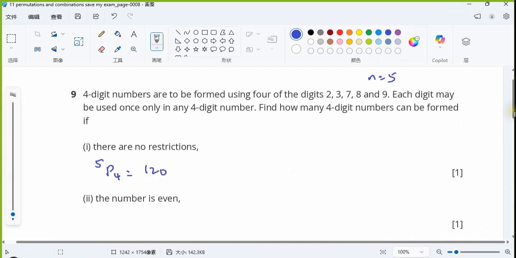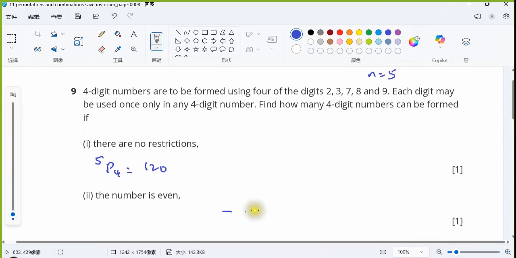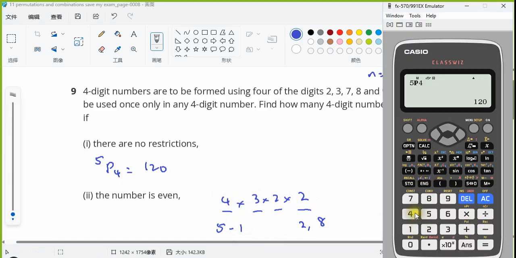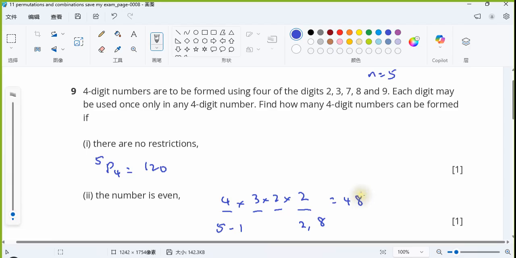So it is an even number. Even number, 1, 2, 3, 4. Even number ends with 2 and 8. Okay, so we have 2 here. 5 minus 1, 4, 3, 2. So we have 4 times 3 times 2 times 2, which is 48.